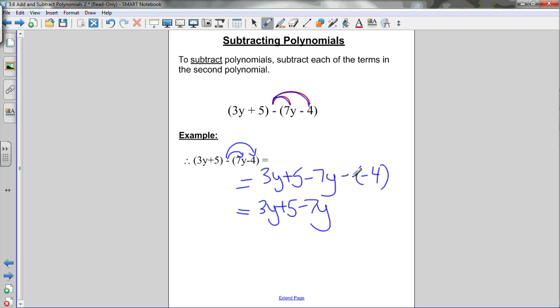Minus 7y. I have two negatives beside each other. Those change to a positive. Now I can collect my like terms. Once again, I have 3y minus 7y. That's negative 4y. And I have a 5 plus 4. That's a 9. Positive 9.